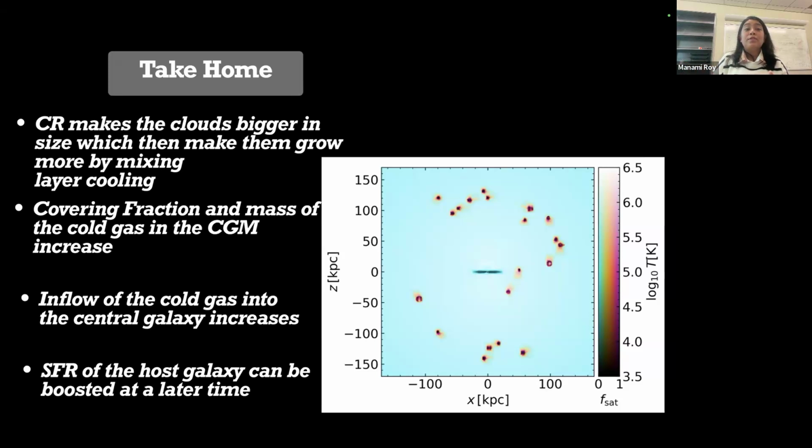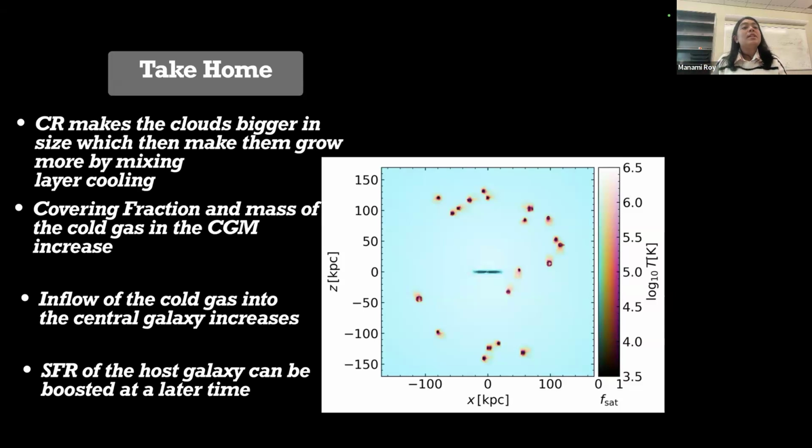So we are trying to run a lot of simulations to see how cosmic rays modify the multiphase gas. And in our simulation, when we try to see how cosmic rays modify these ram pressure stripped clouds in the CGM, we see that cosmic rays make the clouds bigger in size and then make them grow more by mixing layer cooling because there is more surface area.